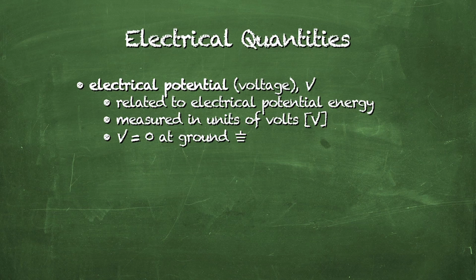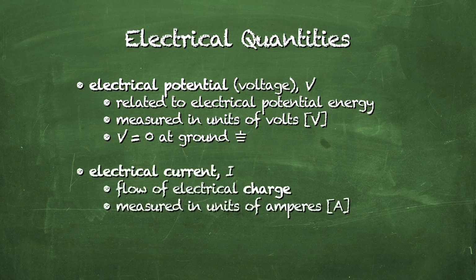The other electrical quantity that we've already touched upon is the electrical current, which is represented by a capital letter I, and electrical current represents the flow of electrical charge. The direction of electrical current is the direction of the motion of positive electrical charges. If the mobile charges are negative, then by convention, the current is in the direction opposite the negative charge's motion. So conventional current is the flow of positive charges. And current is measured in units of amperes.